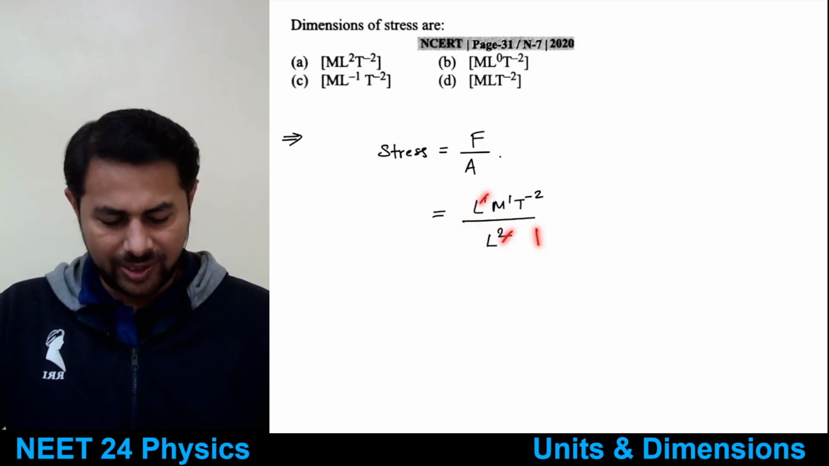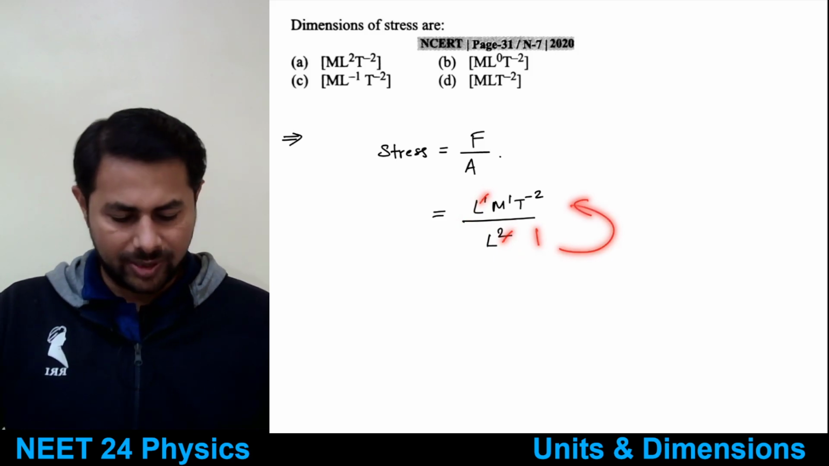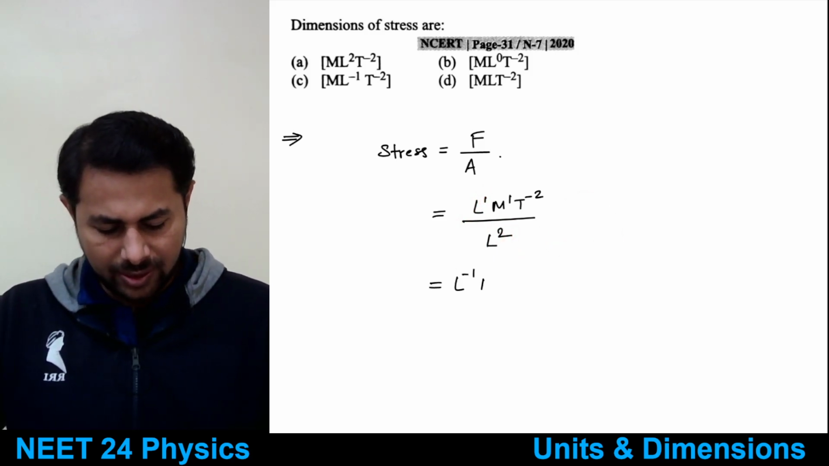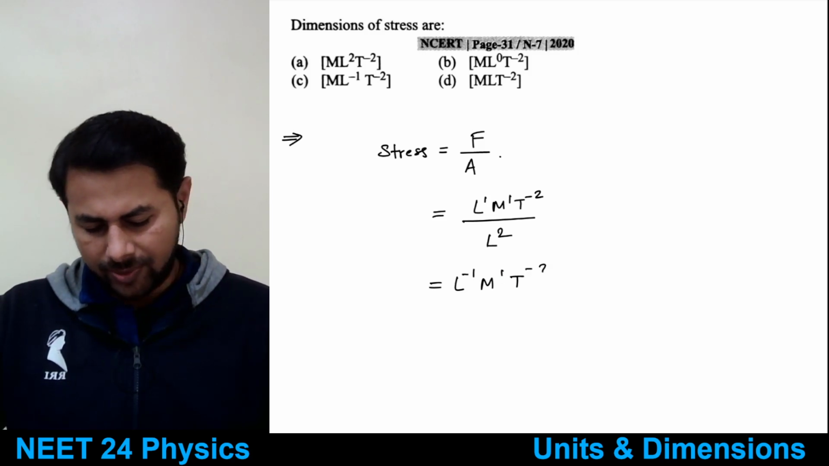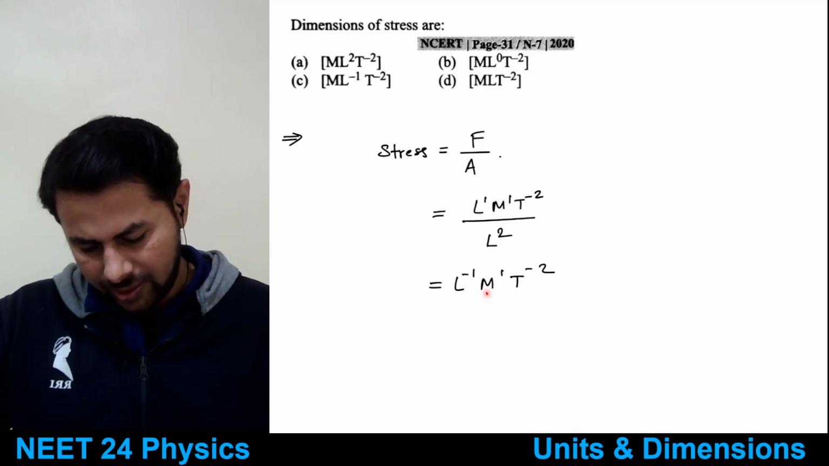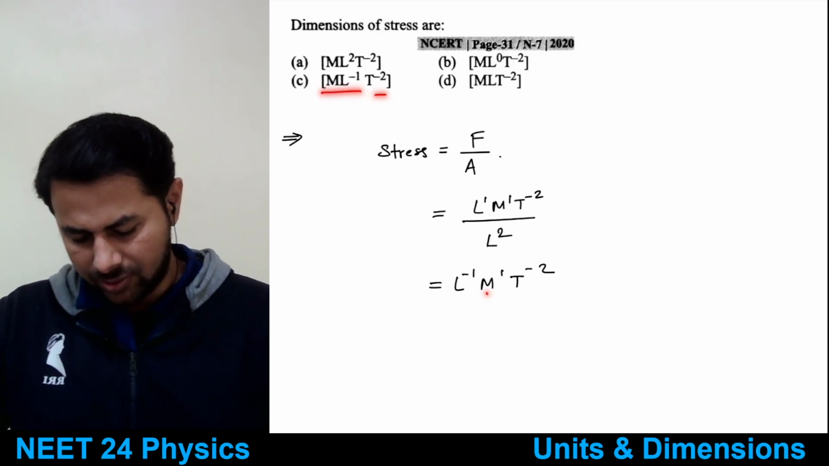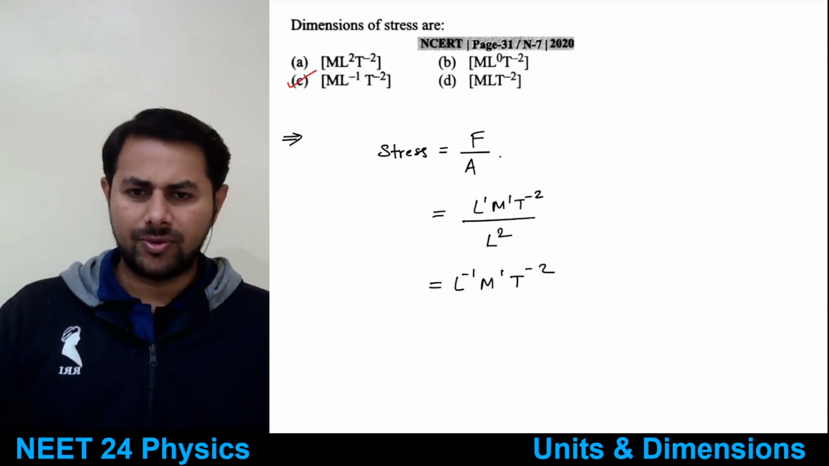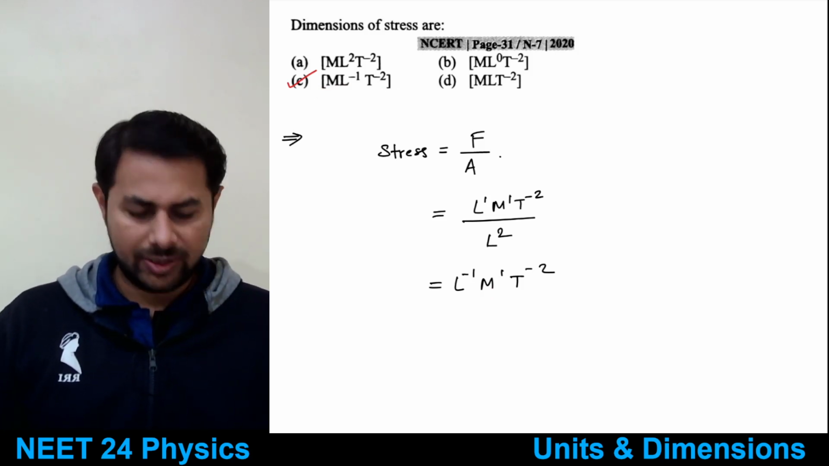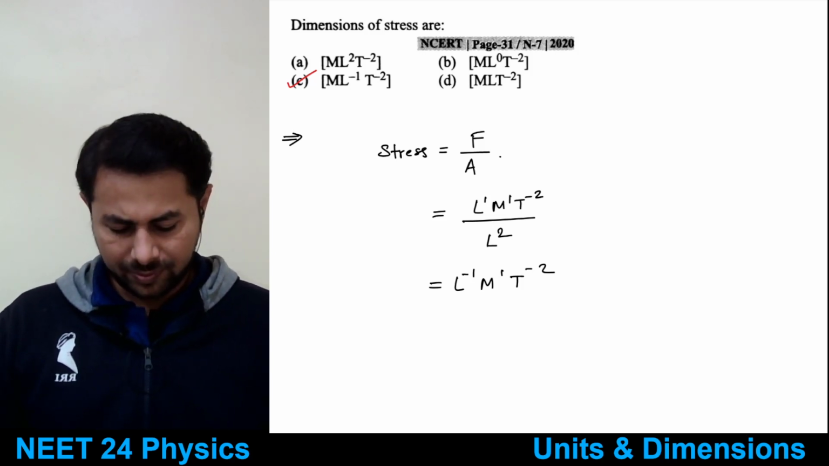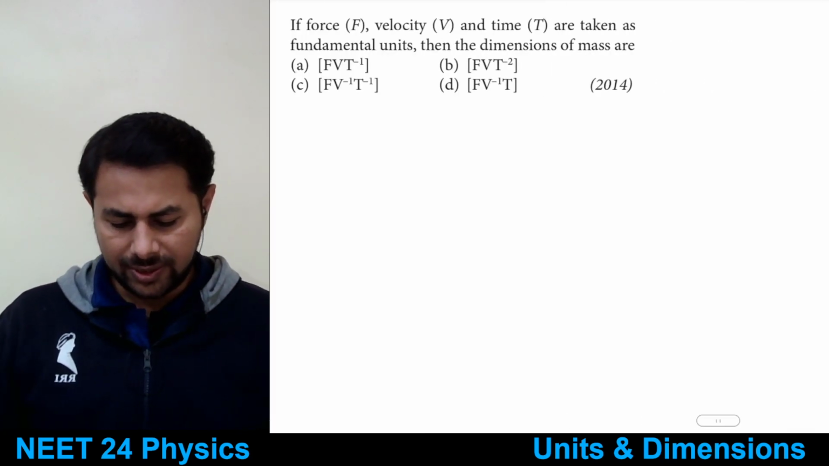There will be L raised to 1 in the denominator. Take it to the numerator, it becomes L raised to minus 1. So that is L to the power minus 1, m to the power 1, and t to the power minus 2. So m1 L minus 1 t minus 2, option C. This is the answer, right? Very good, Pawarna and Diveshwani. Okay, so this is very simple, right? Okay, then let's see next one.